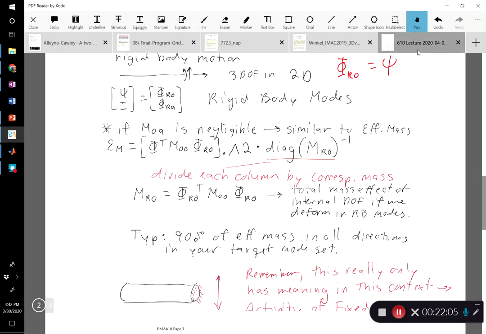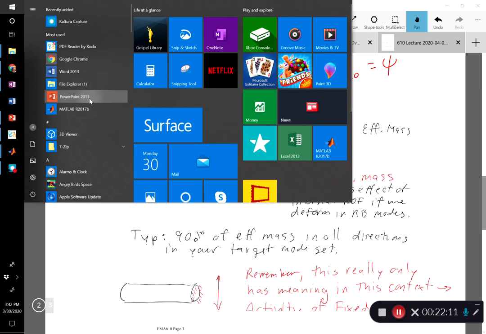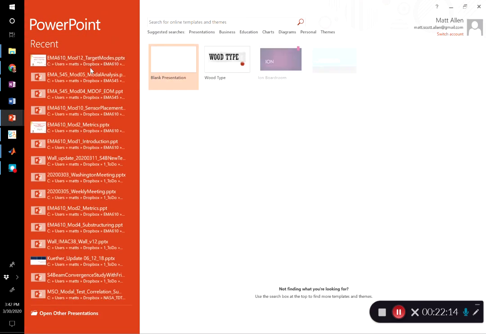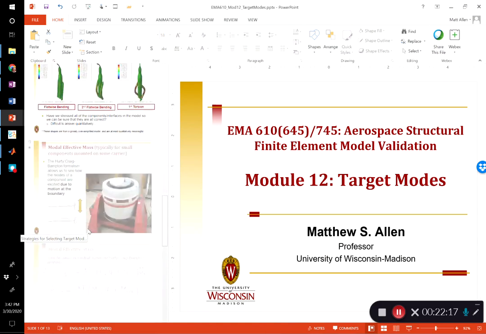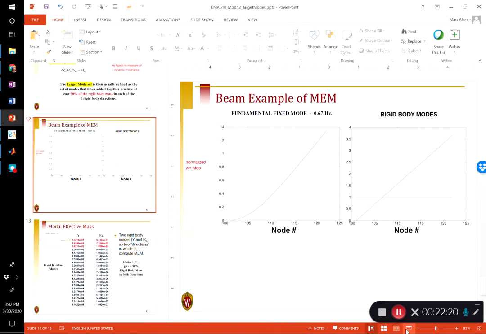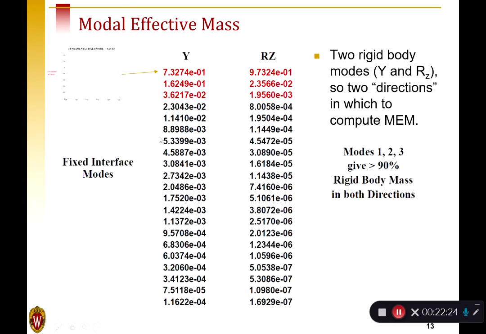We plug those into the formula, and we can finally compute the modal effective mass. So for each rigid body mode, or each direction of motion of the interface, we have a total mass, so these columns should sum to 1. And then these numbers tell us the fraction of contribution of each of the modes to the column.